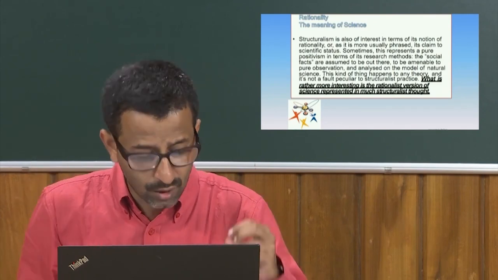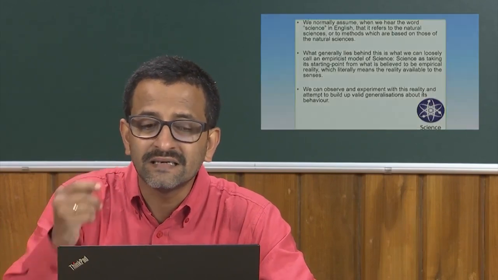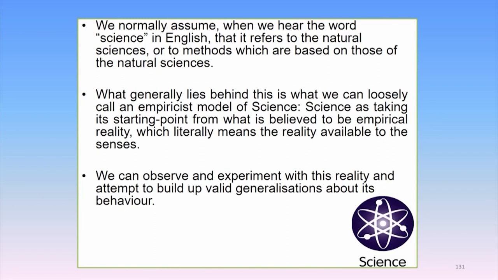What we normally assume when we hear the word science in English is that it refers to the natural sciences or to methods which are based on those of the natural sciences. What generally lies behind this is what we can loosely call an empiricist model of science, that is, the method of science is the method of induction. Inductivism is based on empiricism, and empiricism is based on experience. That is why I said that what generally lies behind such conceptualization is what we can loosely call an empiricist model of science.